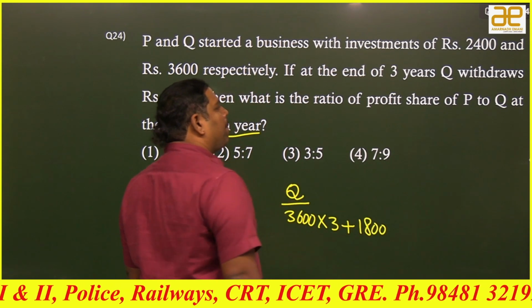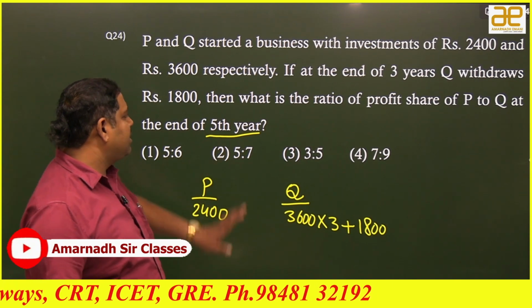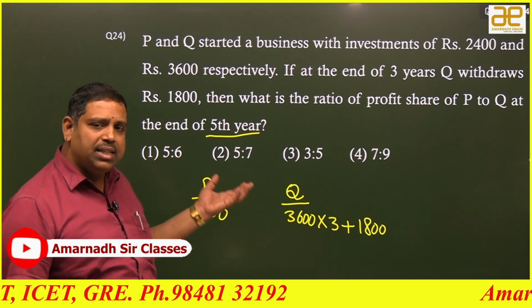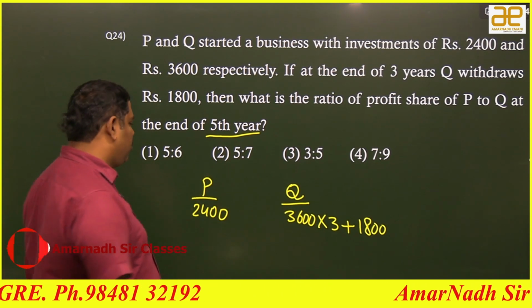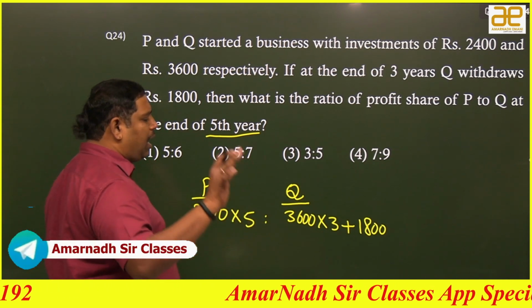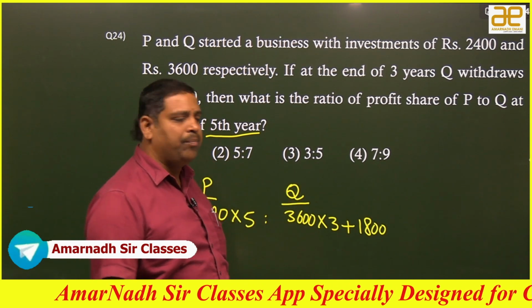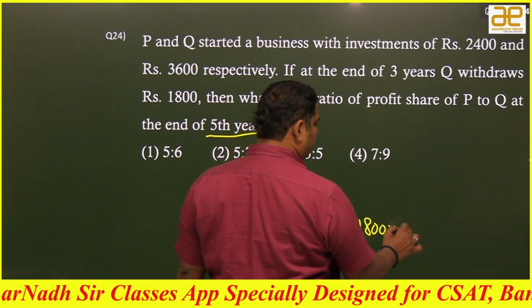Okay. Now we have to work out the time periods, right? So total business run for 5 years. P is in the business from the starting till the end. So it is 5. And coming to Q, out of 5 years, this is 3 years, means the next is 2 years. Okay. 2 years means happily into 2.